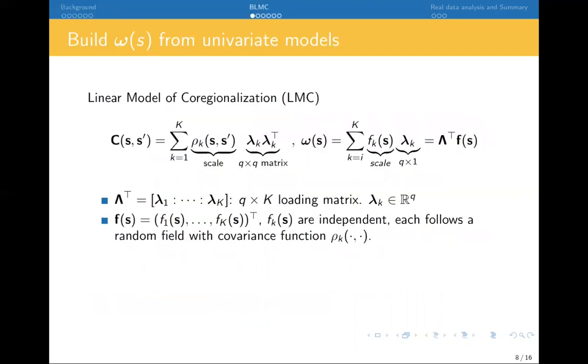First, we built the latent process from univariate models. We modeled the cross-covariance function of our latent process by the linear model of coregionalization, LMC. Through that, we can reformat our latent process in terms of univariate processes. Here, we model omega(s) by lambda transpose times f(s). The lambda transpose is a Q by K loading matrix, and f(s) here is a vector with K elements. Each element follows a random field with covariance function rho_k, and all the elements are independent of each other.